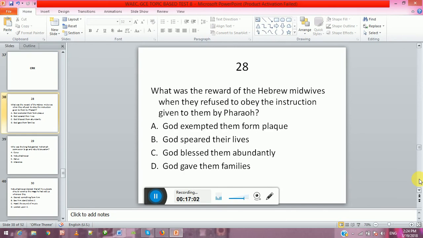CRK. What was the reward of the Hebrew midwives when they refused to obey the instruction given to them by Pharaoh? A, God exempted them from plague. B, God spared their lives. C, God blessed them abundantly. D, God gave them families.